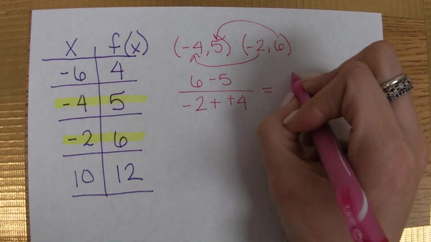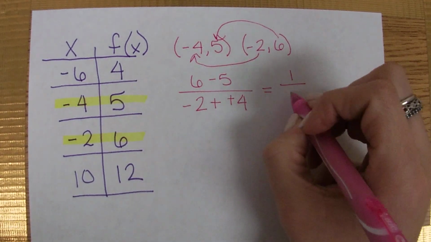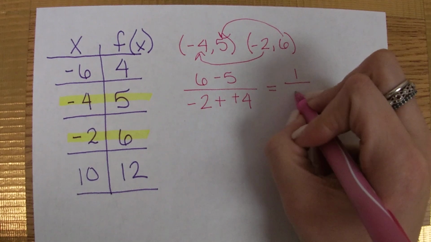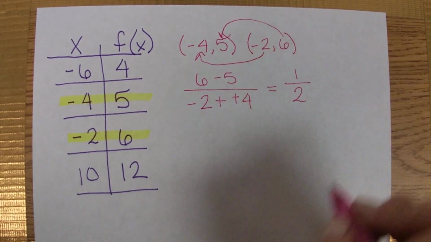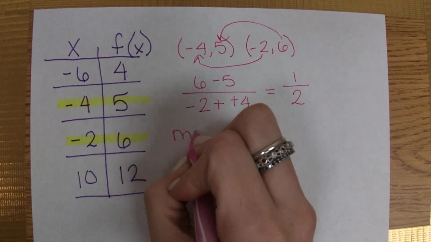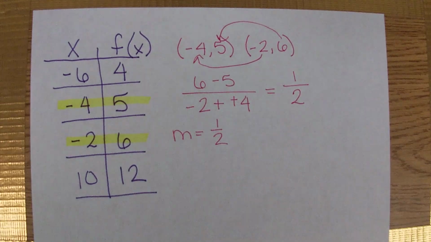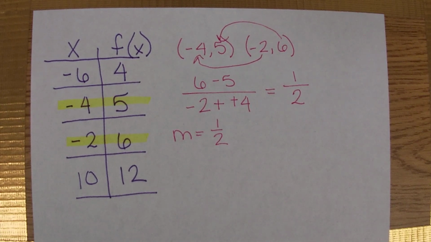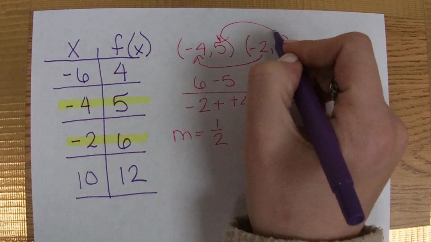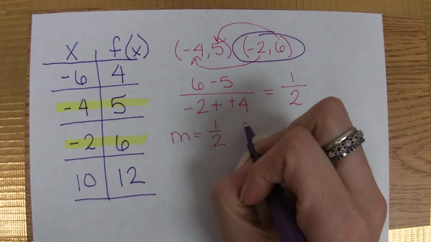6 minus 5 gives us 1. -2 minus -4 is the same thing as adding 4, which gives us 2. So 1 over 2, this tells us that our slope is 1/2. Okay, so now I'm going to pick one of my points that I already had. So I think I'll pick the point -2, 6 to go with it.